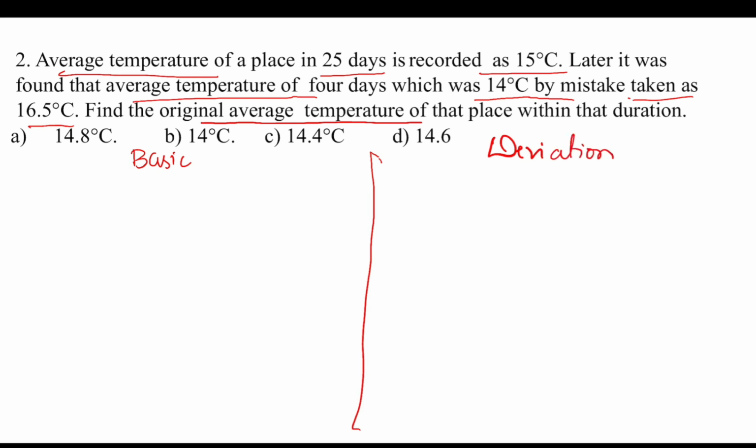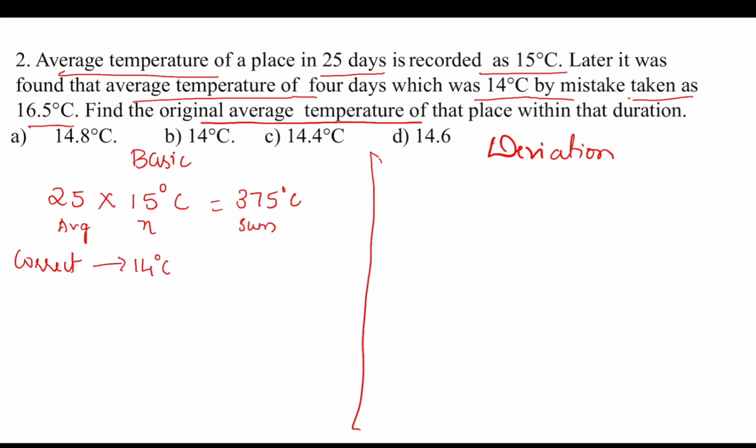Now we know that for 25 days the average temperature was recorded as 15 degrees. So the sum of 25 days will be average into number, which is equal to sum. So 25 into 15 is 375 degrees centigrade. But correctly it should have been 14 degrees centigrade for 4 days, but by mistake it was noted as 16.5, isn't it?